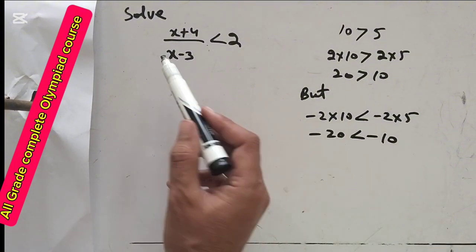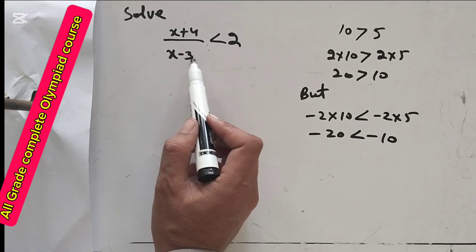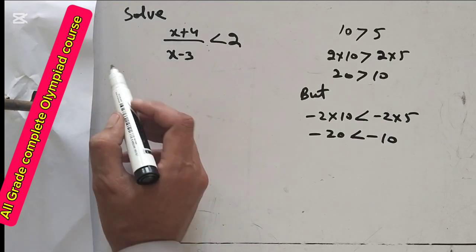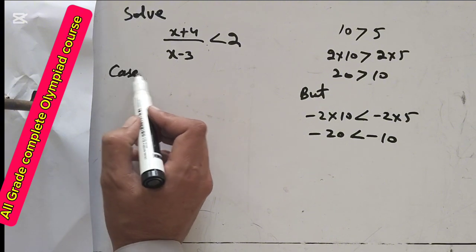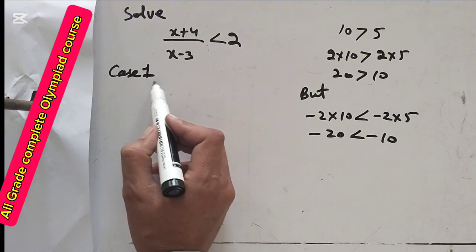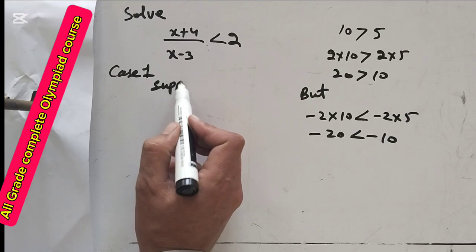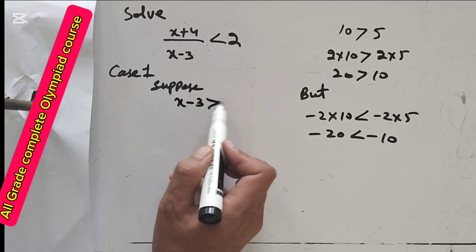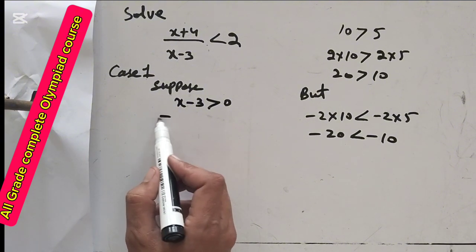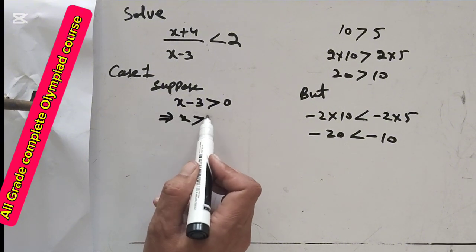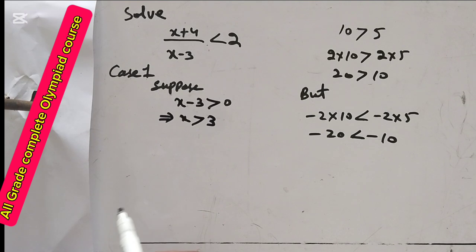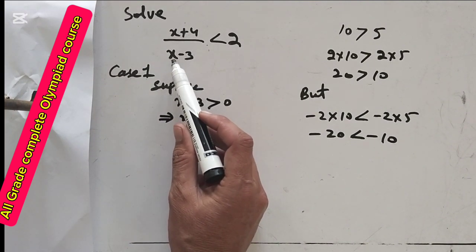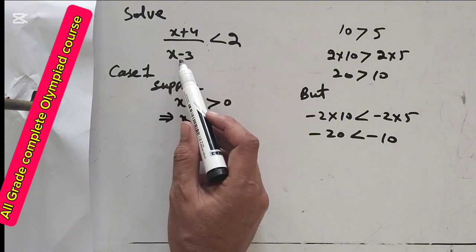Okay? So here we do not know whether x - 3 is positive or negative. So we have two cases. Case 1. Suppose x - 3 is greater than 0, which implies that x is greater than 3. From this, we consider x - 3 positive.